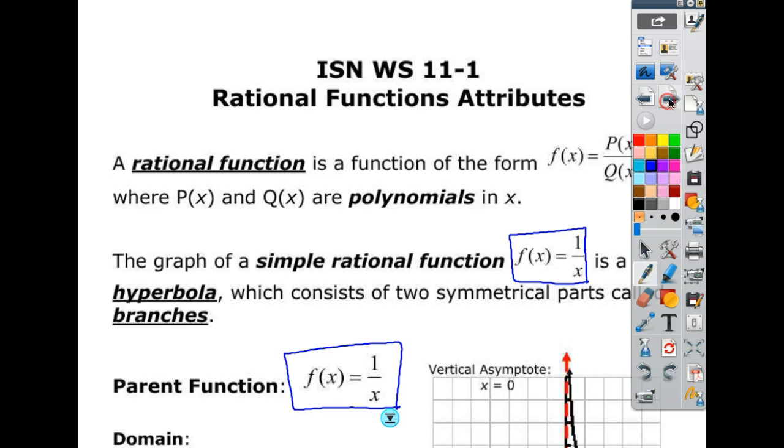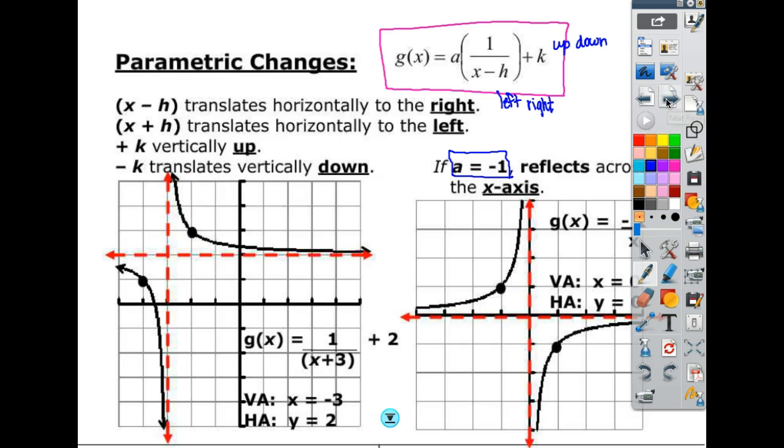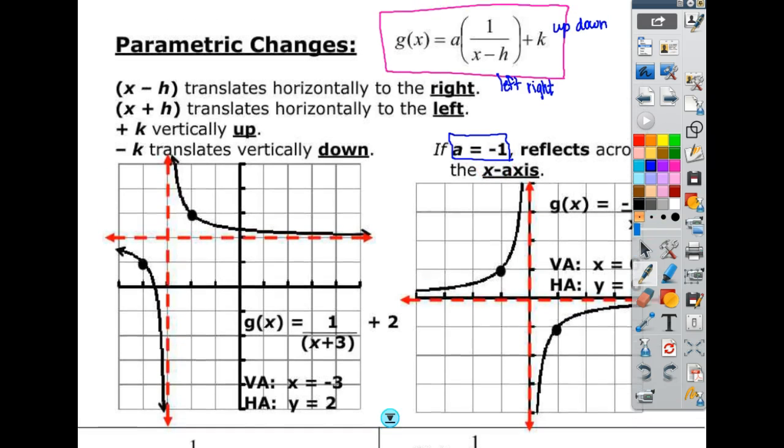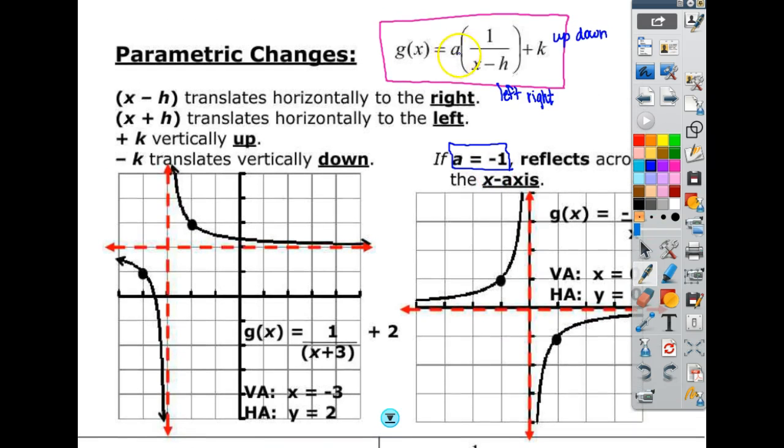But if the graph is not in quadrants 1 and 3, but more in 2 and 4, then that means it's been reflected. So the A would be a -1.